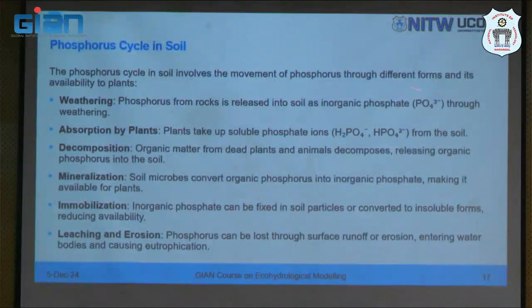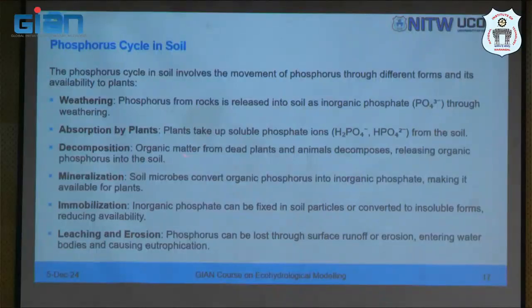So this phosphate ion, which gets released through the weathering, has some chemical transformations. Some part of it interacts with the water, forming a new compound which is taken up by the plant. Now decomposition: organic matter from dead plants and animals, whatever phosphate was absorbed, comes back, releasing organic phosphorus into the soil.